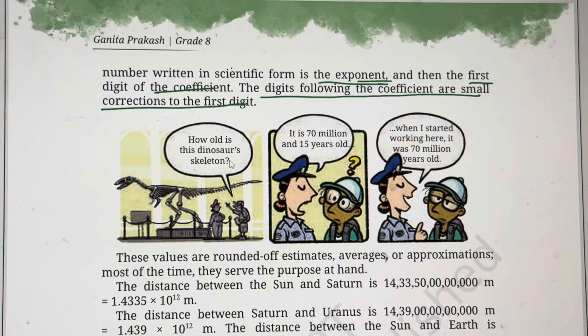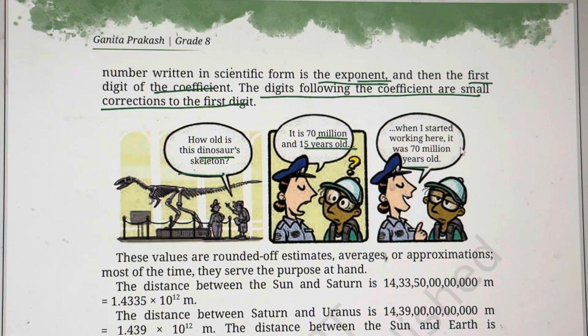So a very interesting example is given here to explain this. There's a museum and a person asks, how old is this dinosaur skeleton? This lady says it is 70 million and 15 years old. Now why is she saying such an exact value? She said that when I started working here, it was 70 million years old, and now I have been working here for 15 years.